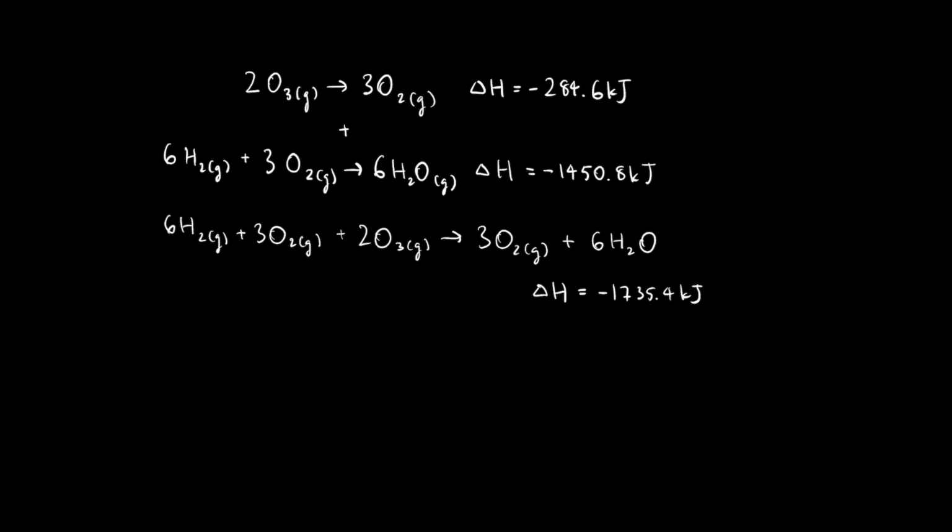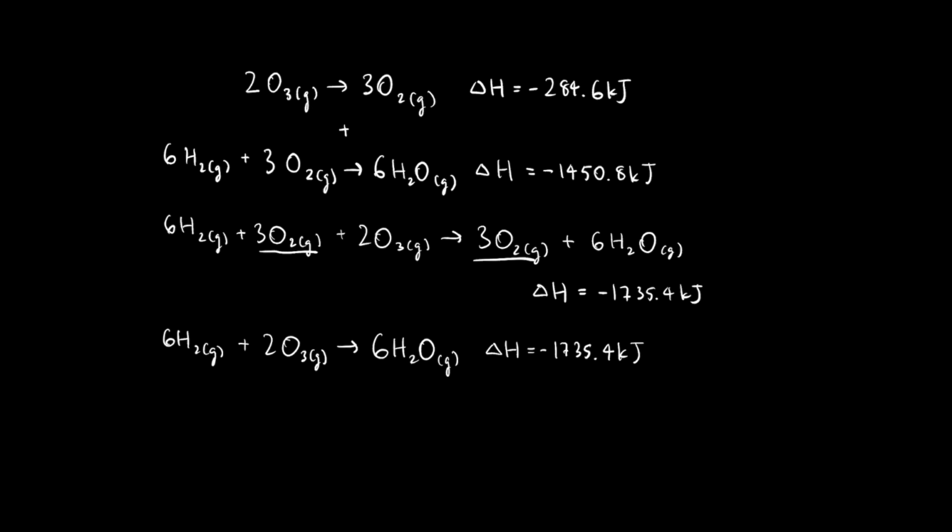As you can see here, we have two like terms, the 3O2 here and the 3O2 here. So, obviously, we just go ahead and cancel them. And we end up getting 6H2 gas plus 2O3 gas, which gives us 6H2O. And these two are also in gas. Our delta H remains the same because we haven't changed any of the products or the reactants. We simply cut out an intermediary in the reaction.